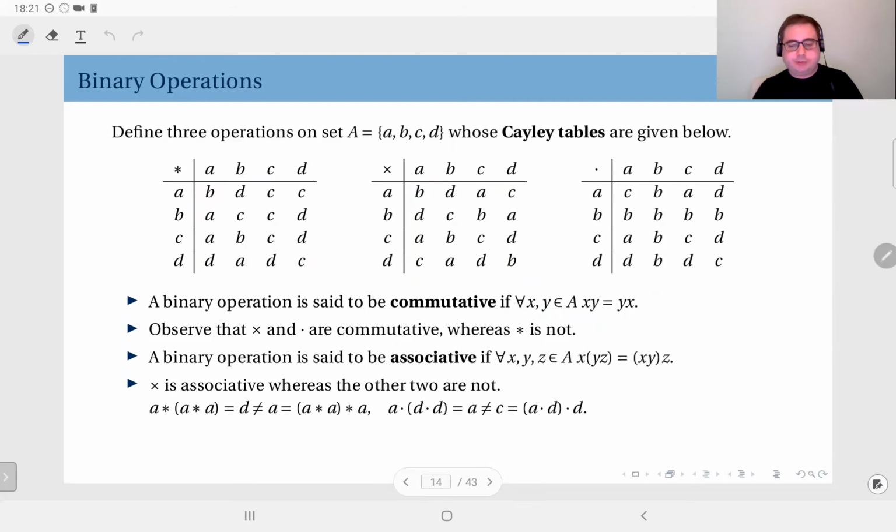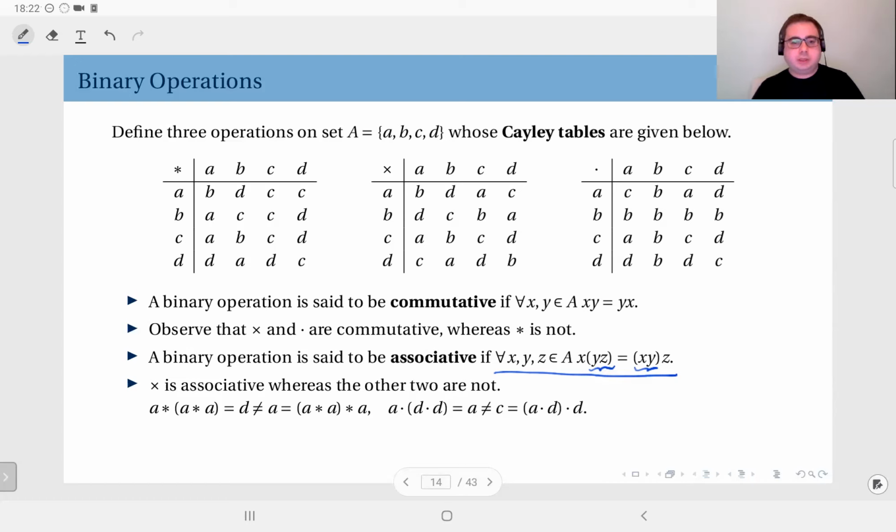And a binary operation is said to be associative if this is satisfied. For all x, y, z in set A, x times y times z, so you apply the operation to this pair first, and you get some result, and you get some other result when you apply the operation to this first and after that to Z. If the two results match, we say this operation is associative. Okay, this is a very essential property of binary operations, and almost all of the algebraic structures we are going to define are going to be dependent on associative operations.